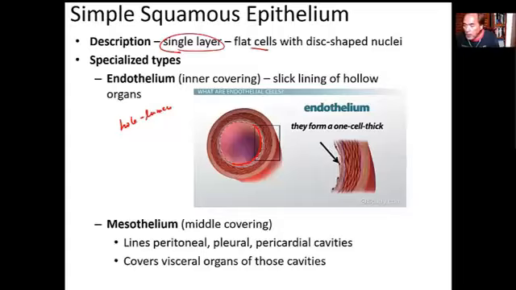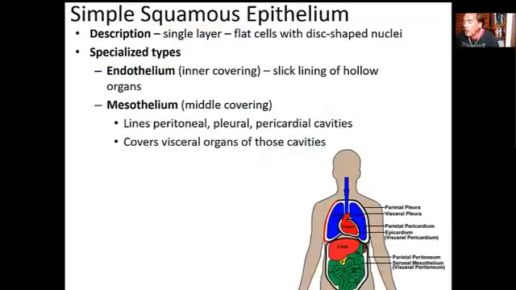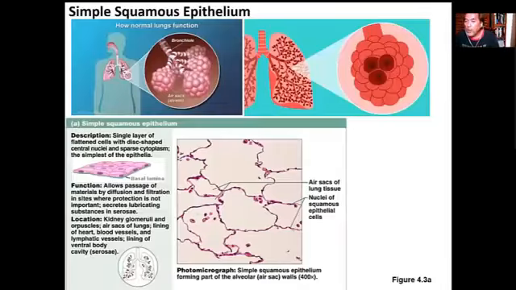Take a look at the lining. I'm going to magnify this lining of this blood vessel. See that lining? It is actually made out of one layer of cell. So this is one layer, simple. The shape of the cell is flattened. So this is an example of simple squamous epithelium. But the special name for the lining of the blood vessel, simple squamous epithelium, is called endothelium. The lining of the cavity in the person's body, the special name that we use for that is called mesothelium.